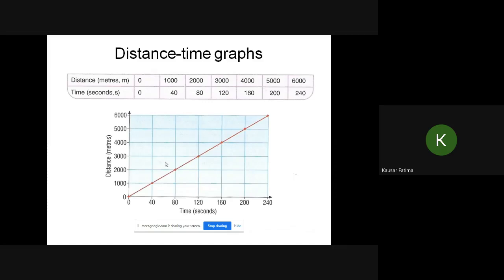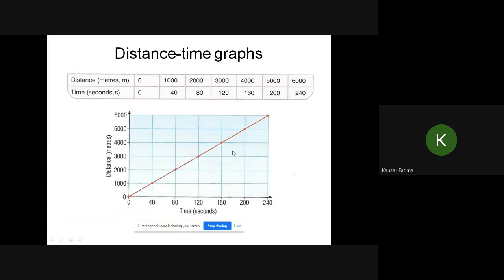So the body has started from rest. Distance at time t equals to 0, distance is 0, means body has started from rest. Okay, after 40 seconds, body has covered 1000 meters. 80, 2000. Okay, so this is to be plotted taking time along x-axis and distance along y-axis. So we get a straight line. So these values are simple to understand.